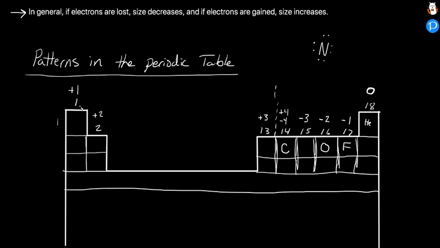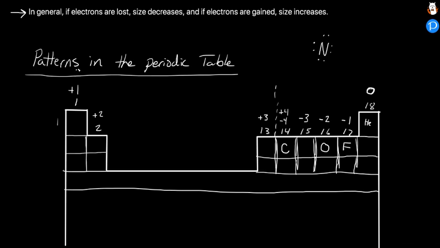So there's the first pattern that we see: these two groups over here, we get a +1 charge in these guys, +2 charge here, +3 charge. Carbon somewhere in the middle, sometimes +4, sometimes -4. And then over here we get -3 for group 15, -2 for group 16, and -1 for group 17. This is the pattern we see there.